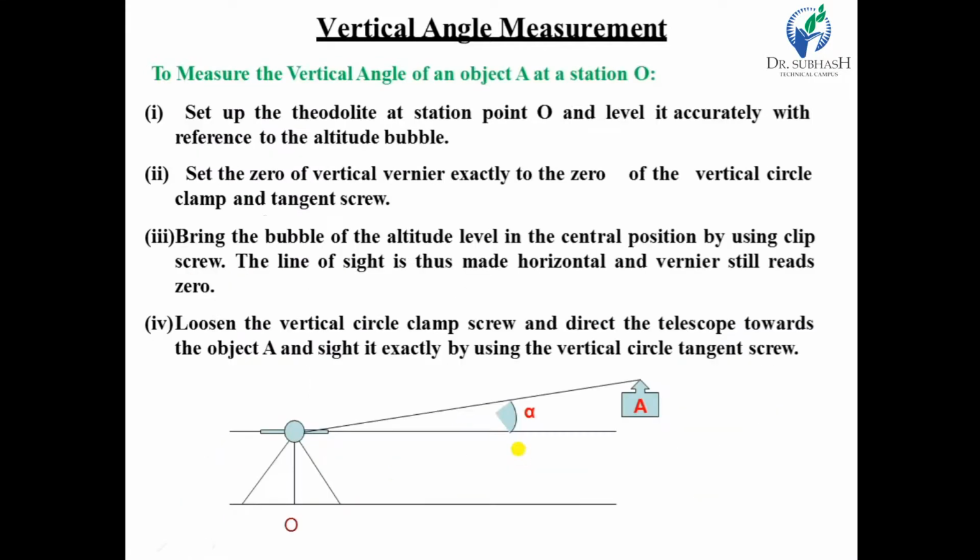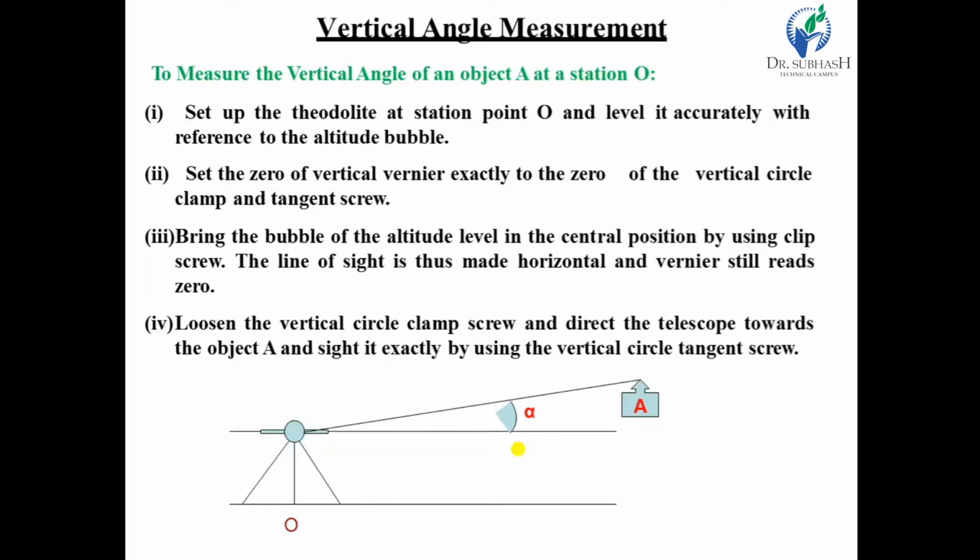See how we can measure the angle of elevation. First, we have to set up the theodolite at station point O, level it accurately with reference to the altitude bubble, set the 0 of the vertical vernier exactly to 0 of the vertical circle, clamp and use the tangent screw. Bring the bubble of the altitude level to the central position by using the clip screw. The line of sight is made horizontal and the vernier still reads 0.